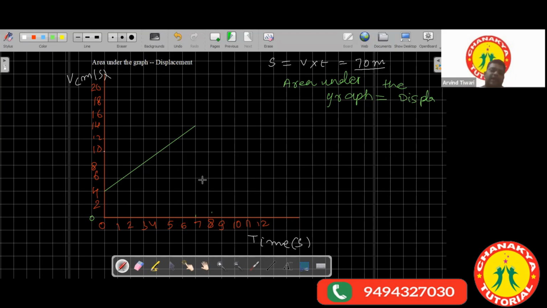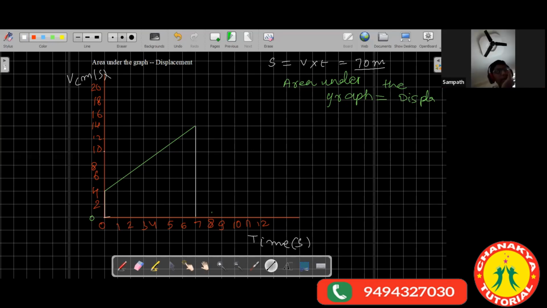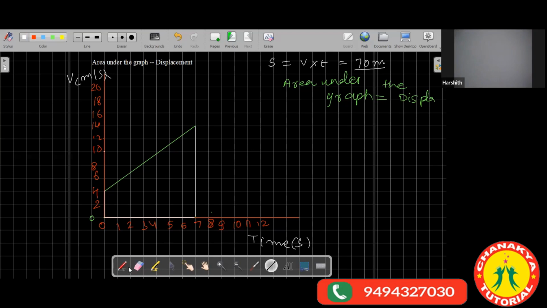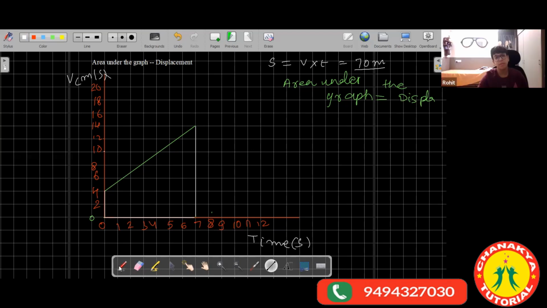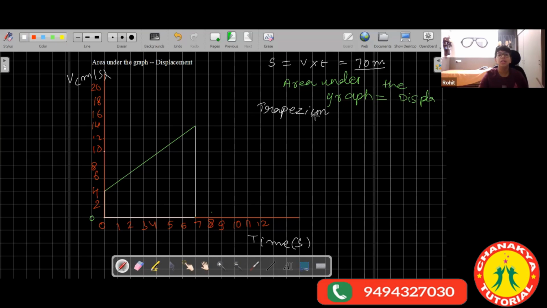Now we find out the area under this graph. If I find the area under the graph, what shape do I get? Let me join this last side. What shape do I have? A quadrilateral. And which type of quadrilateral is this? A trapezium, an irregular trapezium.